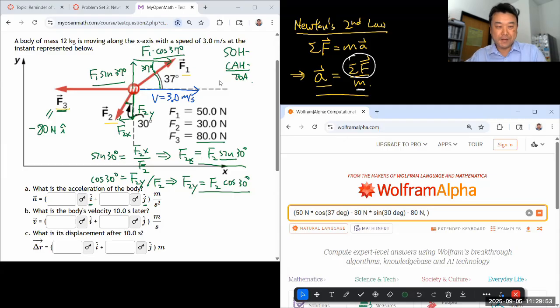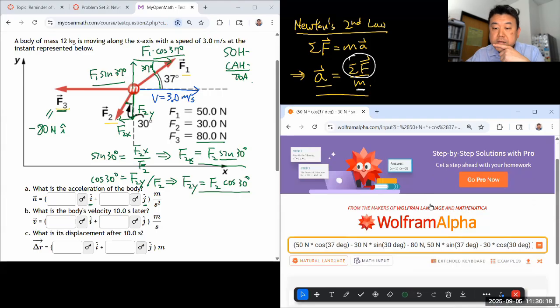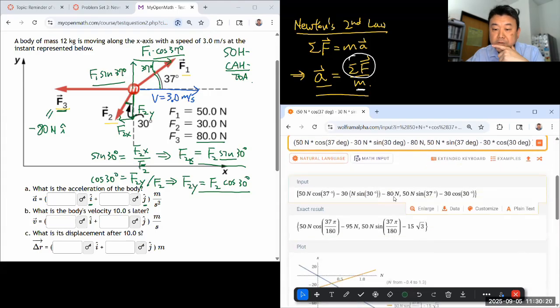So for f1, I have plus 50 Newton times the sine of 37 degrees. F2y is going in the negative direction, so again minus 30 times, this time, cosine of 30 degrees, and then 0 from F3, so nothing there. So yeah, that's both the vector components. Now when you put it in that way, will that be too complicated? No, not too complicated.